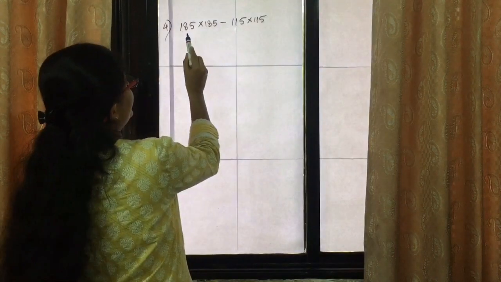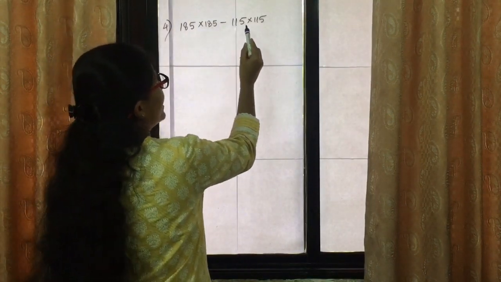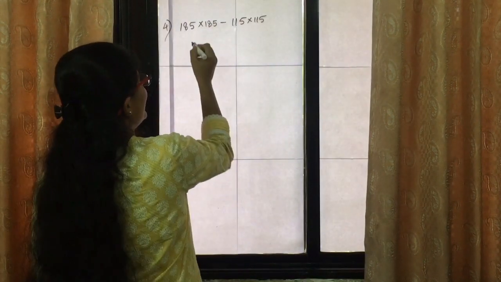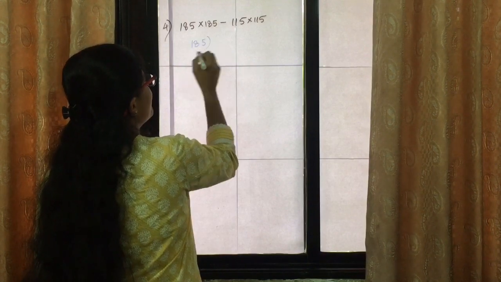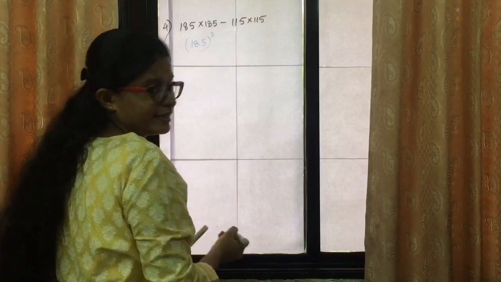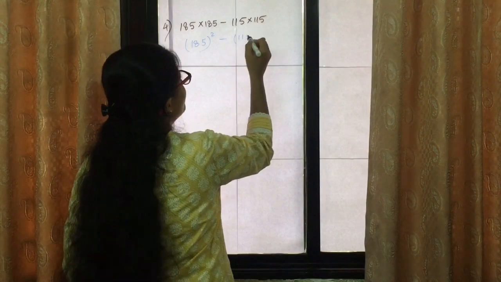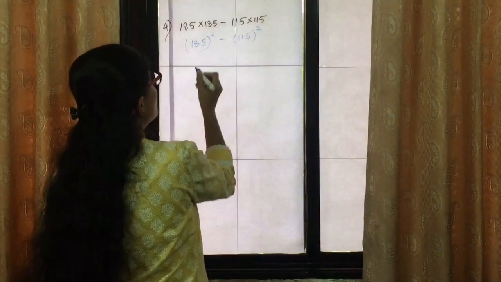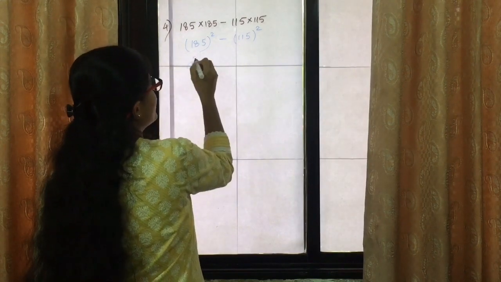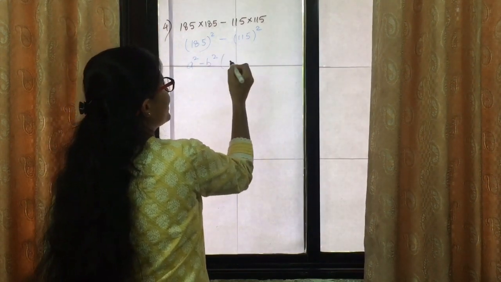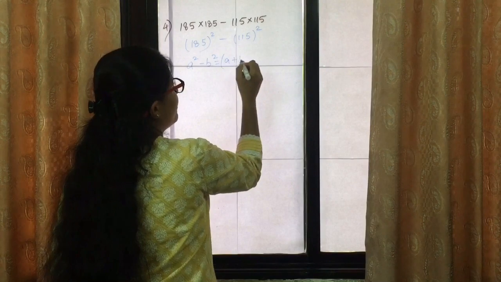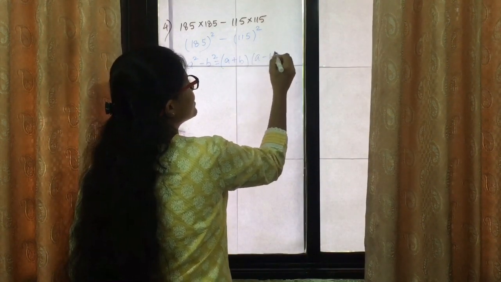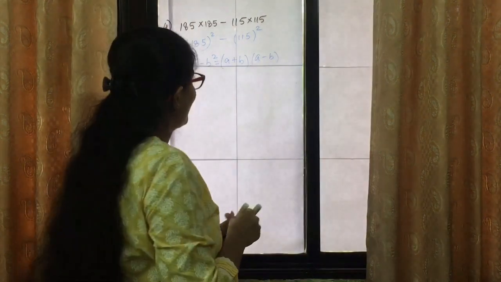So what we have is 185 into 185 minus 115 into 115. Can I write it like this? 185 squared minus 115 squared. Now can I use the identity of a squared minus b squared? a squared minus b squared is nothing but (a plus b) into (a minus b).